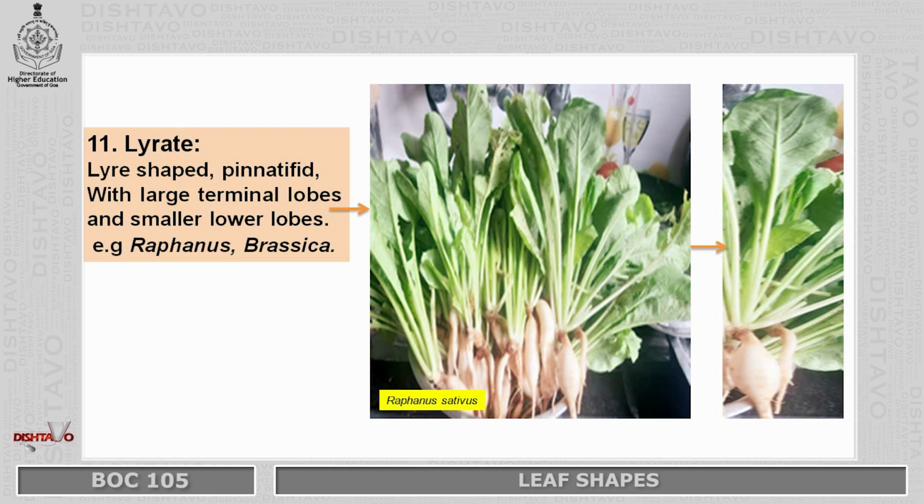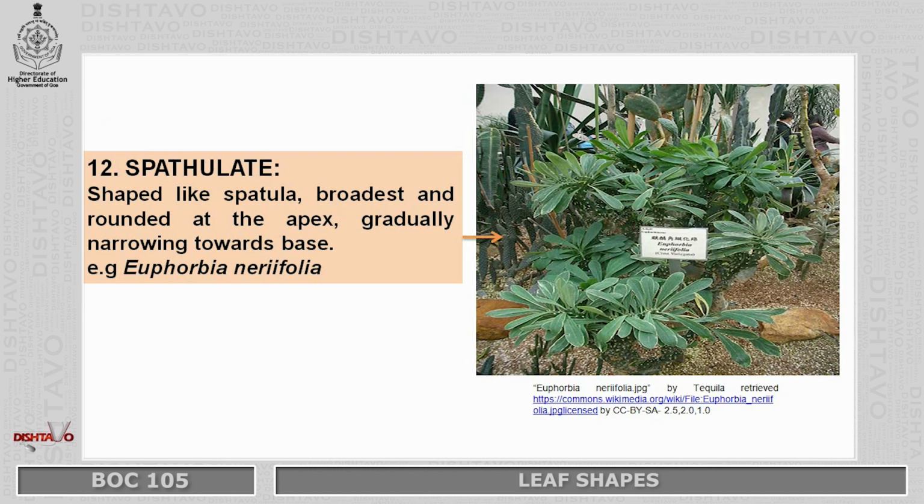Now we go to the next shape, that is spatulate. Spatulate, the term itself suggests that they are shaped like a spatula. They have broader spatulate apex and a very tapering and narrow base. Example is Euphorbia neriifolia. You can see in the diagram that it has spatula type of leaves, broader at the apex, and as they come to the base they are narrowed down.